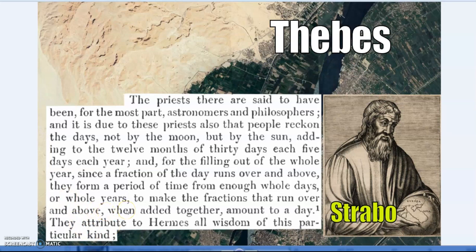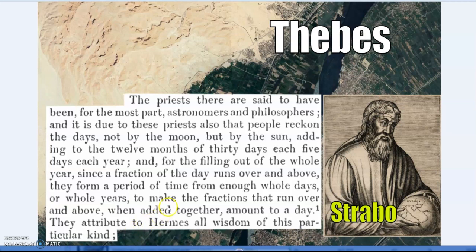They attribute to Hermes, Thoth, the female counterpart was Sheshet. Sheshet invented writing and taught it to Thoth, who taught it to humanity. They attribute to Hermes all the wisdom of this particular kind. Hermes and Sheshet were the gods connected to science, astronomy, writing, geometry, construction, everything that we would think of as scholarly, academic, relates directly to them.